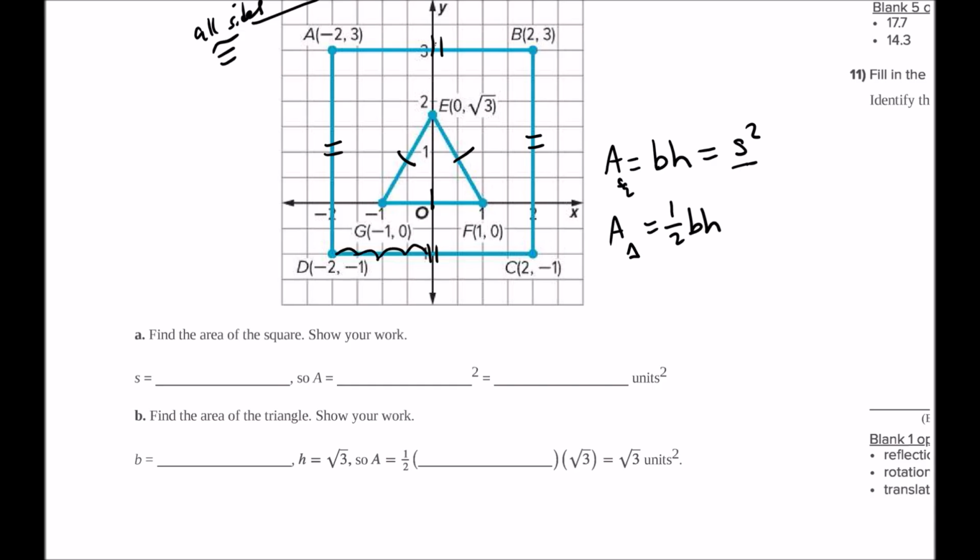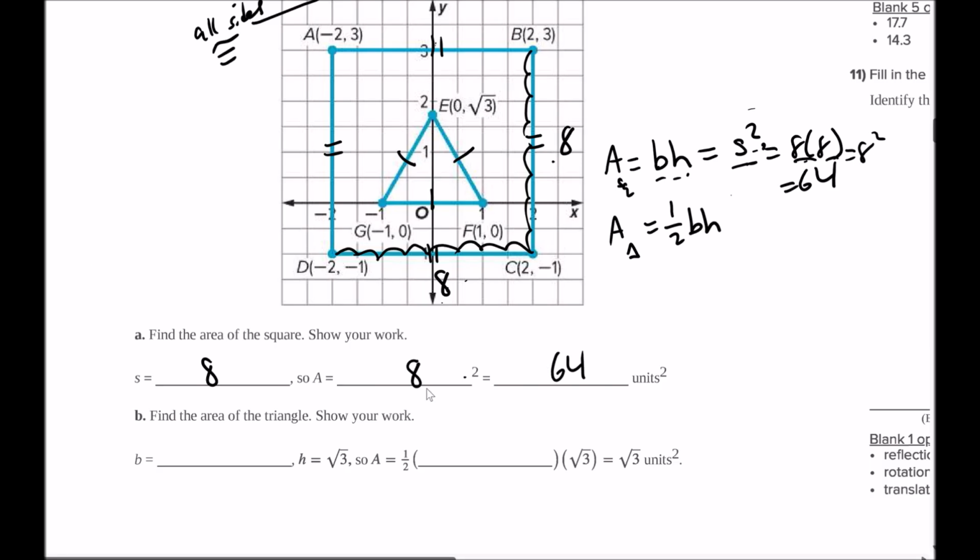1, 2, 3, 4, 5, 6, 7, 8. So it's 8. It's a square, so it's 8 all the way around. So you just have to do base times height, 8 times 8. So s is equal to 8, the length of the side. 8 times 8 is 64. They want us to show work here, so it's 8 to the second power, which is 64 units squared.